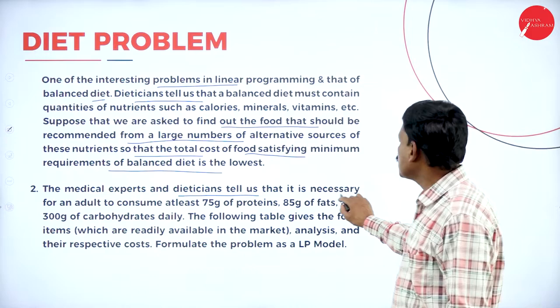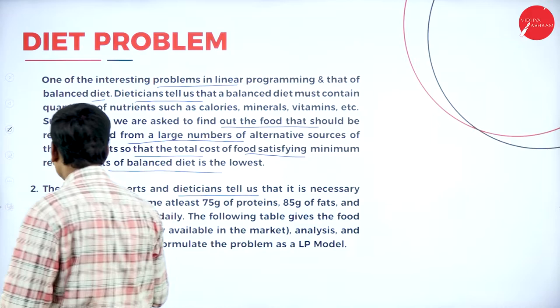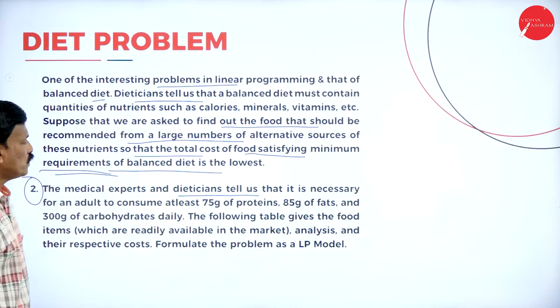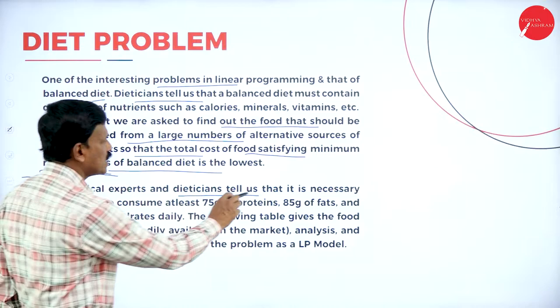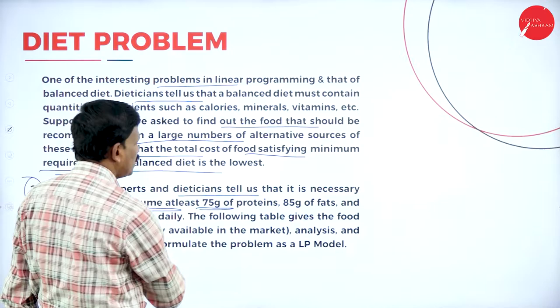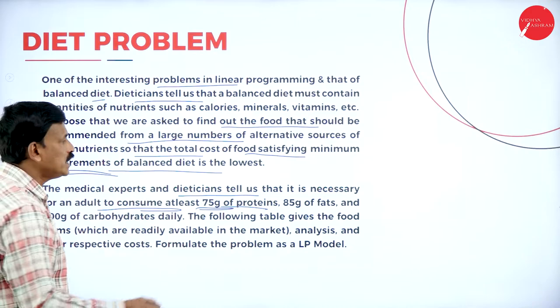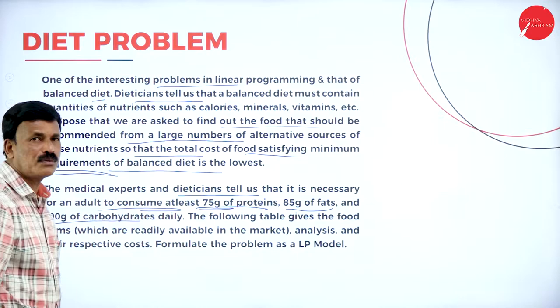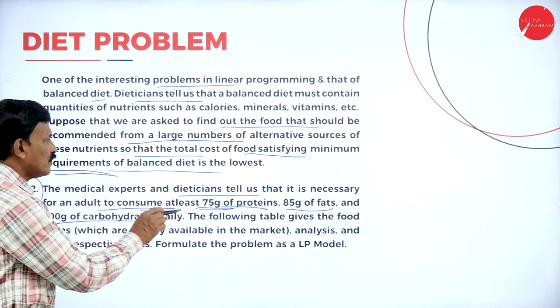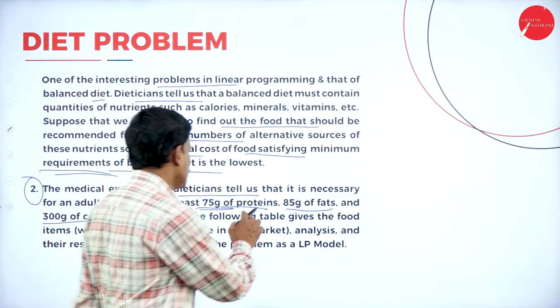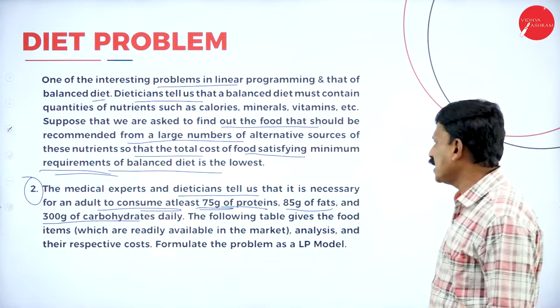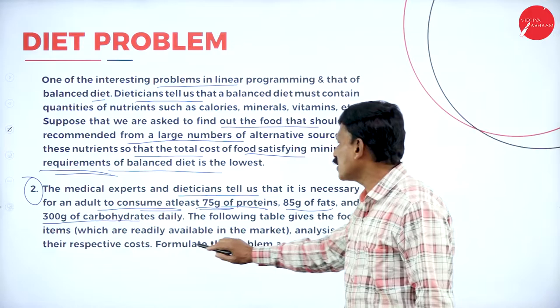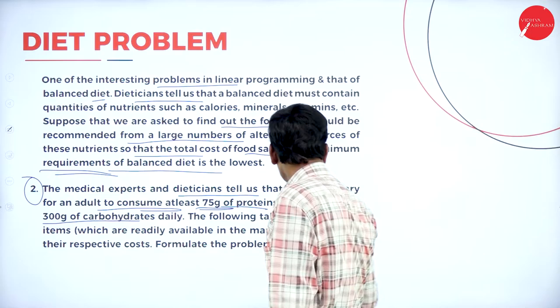Now let us come to the problem. Let us discuss one diet problem. The medical experts and the dietitians tell that it is necessary for an adult to consume at least 75 grams of proteins, 85 grams of fats, and 300 grams of carbohydrates daily. The following table gives the food items which are readily available in the market and their respective cost. Formulate an LP model.